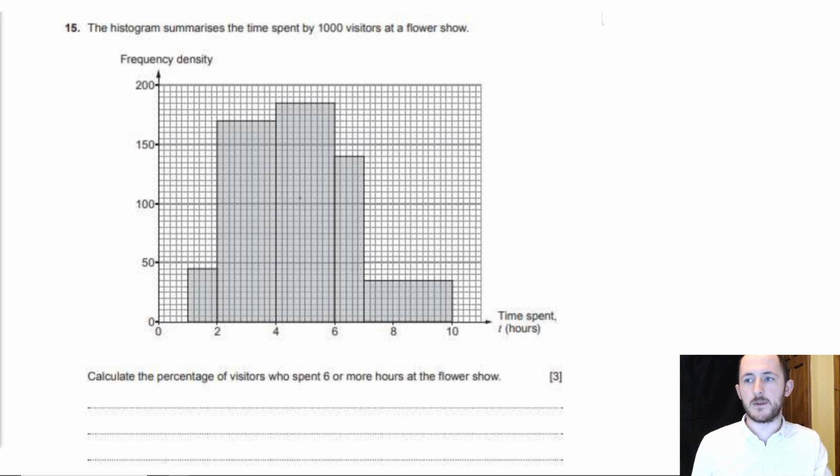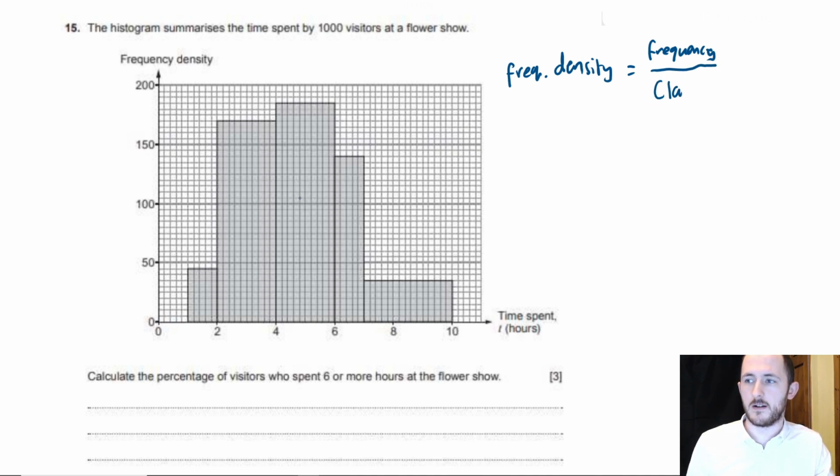So the way you get frequency density is you take your frequency, so that's just the number of people or things, and you divide it by something called your class width. So this is the other part of a histogram. The class width is just this thing here. So it's the width of each bar. Okay, so each bar is a class width. So 2 and 4 is one of the class widths. The width of that class is 2 because there's a difference of 2.